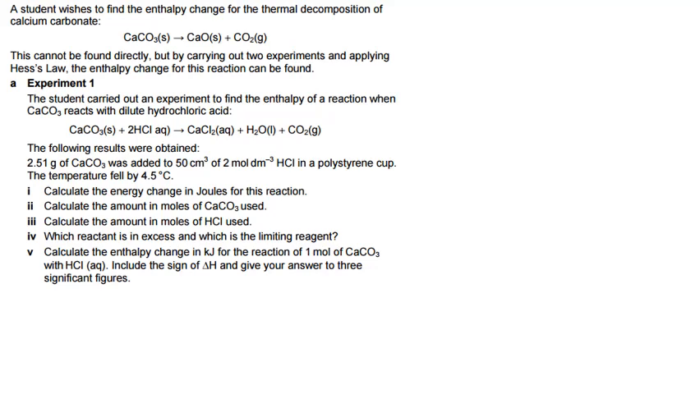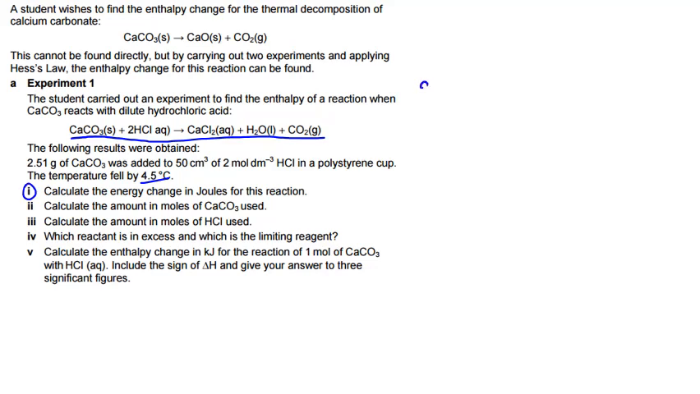Experiment 1, we've got a reaction going on here. Calcium carbonate and hydrochloric acid gives us calcium chloride, water and carbon dioxide. When you do that reaction with 2.51 grams of calcium carbonate, you get a temperature drop of 4.5 degrees Celsius. So part 1 is calculate the energy change in joules for this reaction.